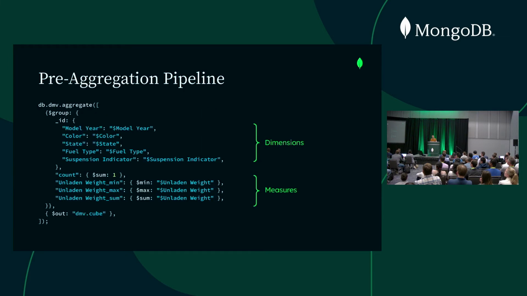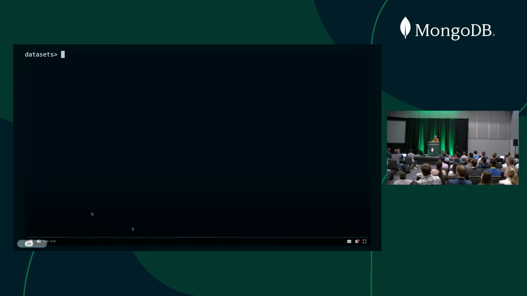So let's take a look at the aggregation pipeline, what that looks like. You see here at the top, I have all these dimensions that I'm interested in. And then down here, I have 4 measures. First, I use just the document count that's independent of any field. And then I'm interested in the minimum, the maximum, and the sum of this weight field, just as an example. So that's how I define my cube. And then I write that out to a materialized view. I'll show you what that looks like in action.